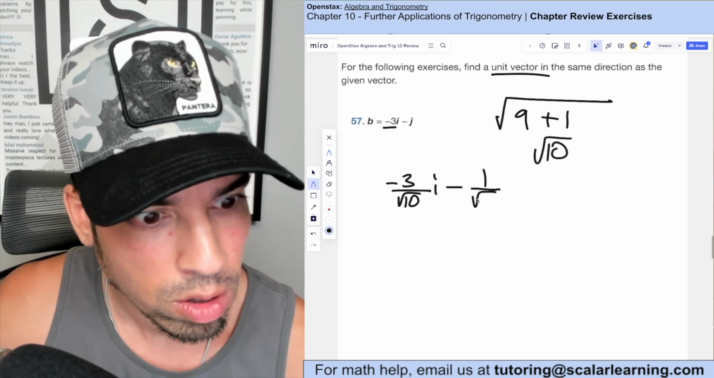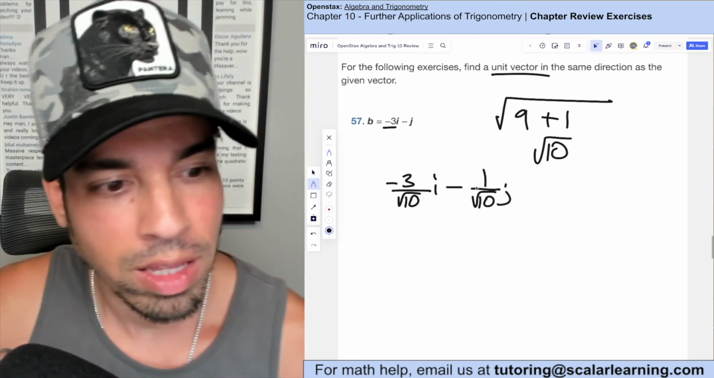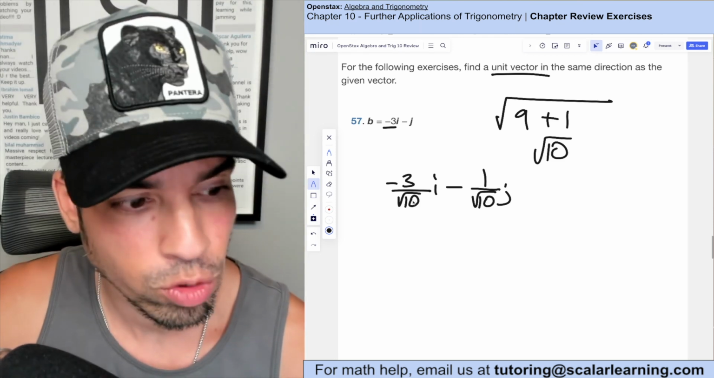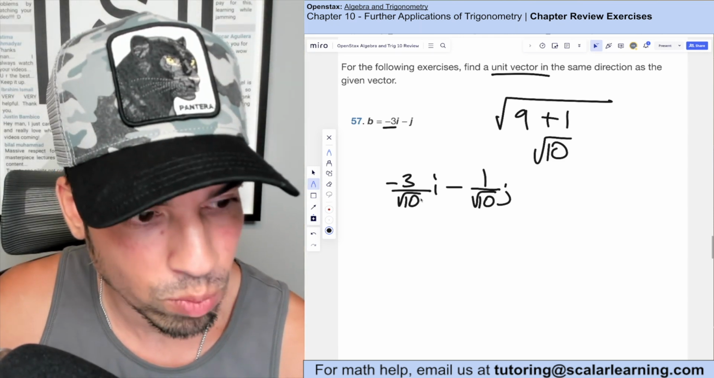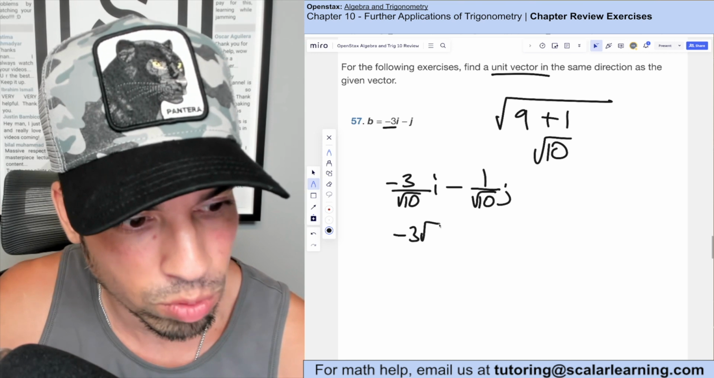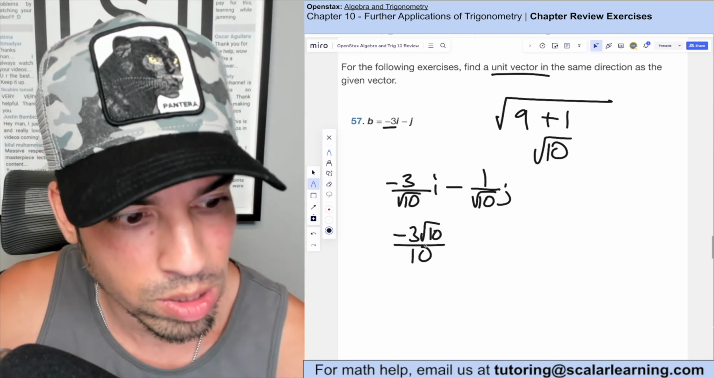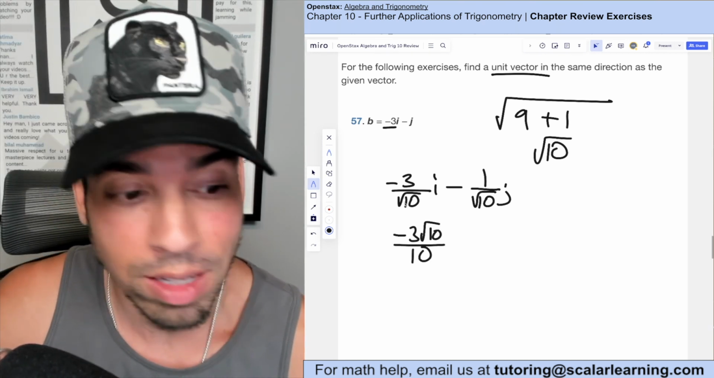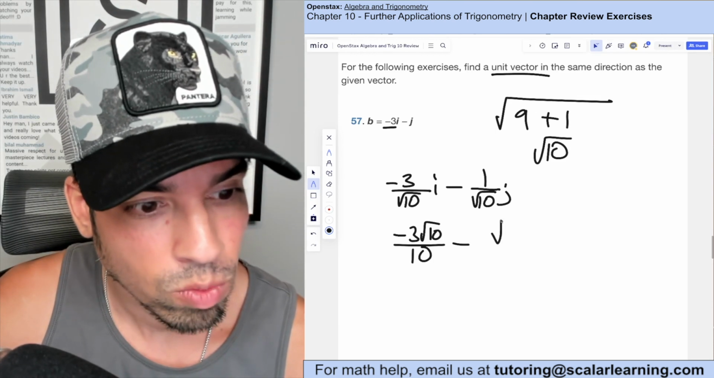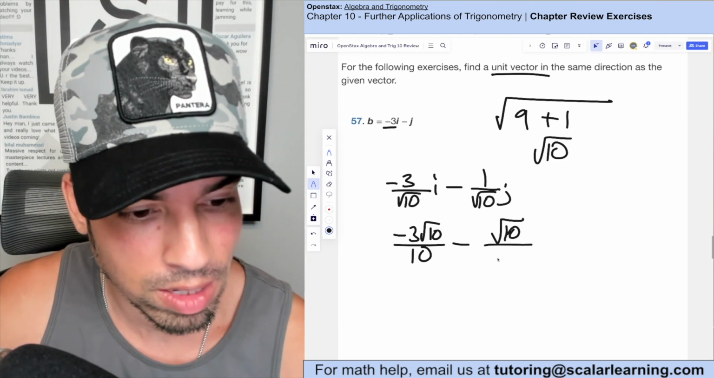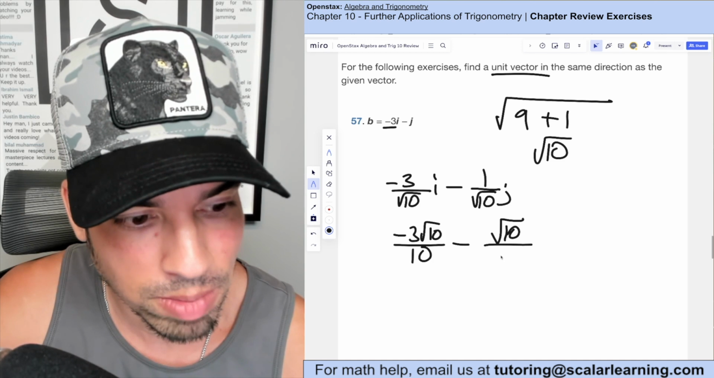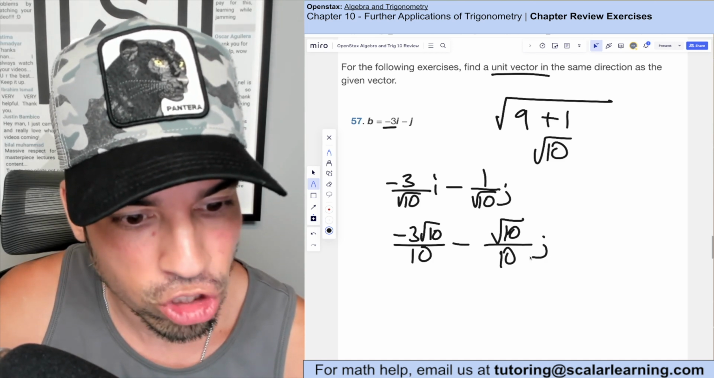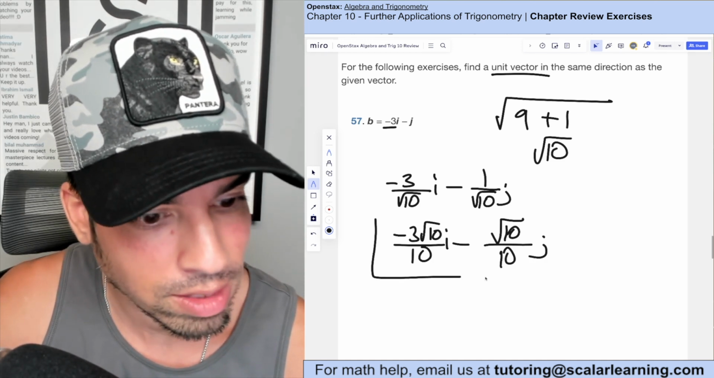So I divide both of these by the square root of 10, and I get -3 over rad 10 i minus 1 over rad 10 j. Now they rationalize the denominators in the answers, which means I'm going to multiply top and bottom by rad 10. That's going to give me -3 rad 10 over 10. The reason why is because rad 10 times rad 10 is just 10, minus rad 10 over, again, same thing, right? Rad 10 times rad 10 on the bottom is 10, and we need our j and our i. That's how you do it.